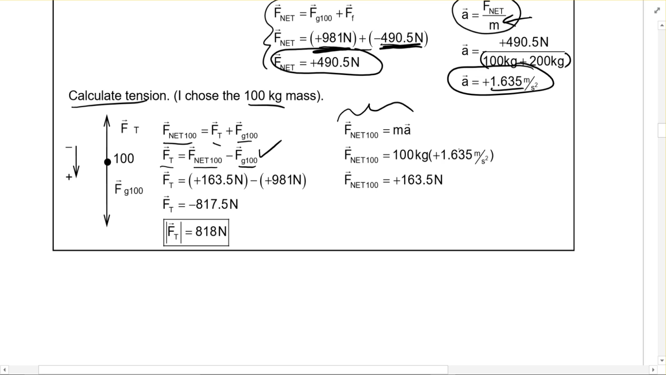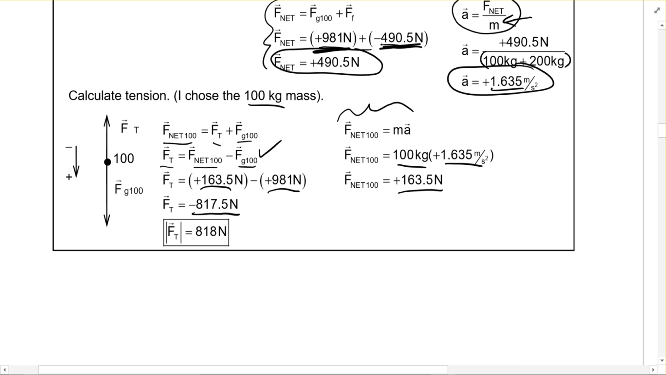So that's going to just be equal to the mass times the new acceleration that we just found. So now we know the net force. Plug that in there. Plug in our force of gravity of the 100 kilogram mass. And then you end up with a force of tension of negative 817.5 newtons. And negative means it's up, which makes sense because the force of tension is up in this case.